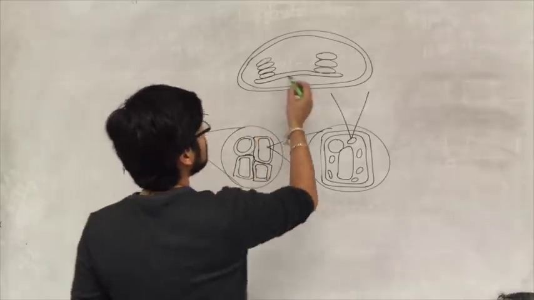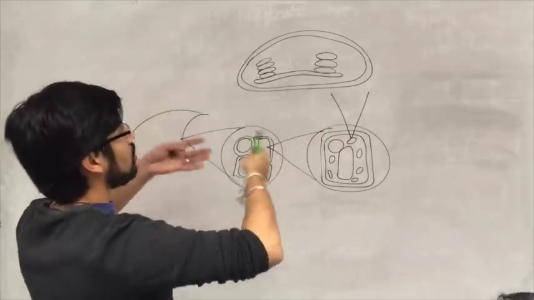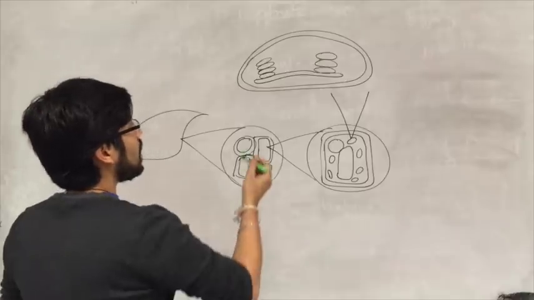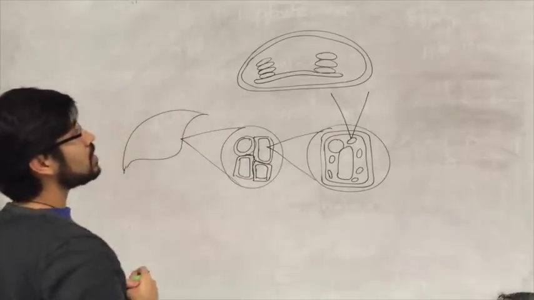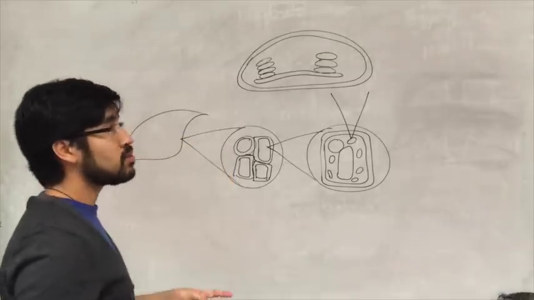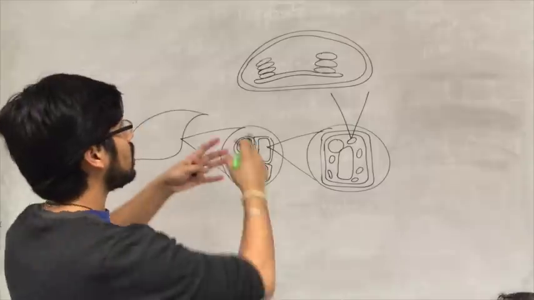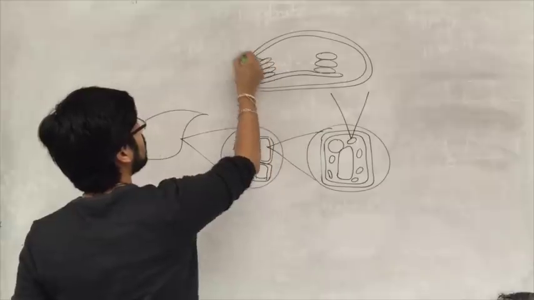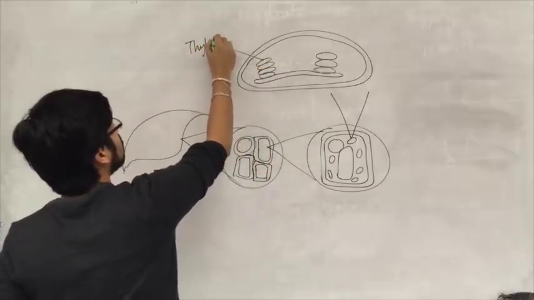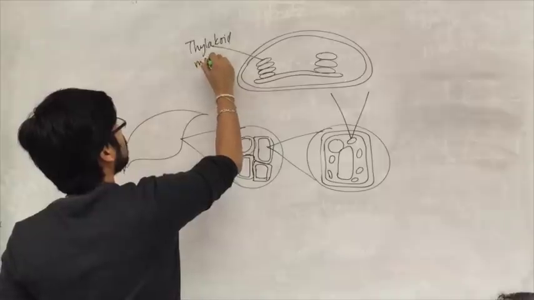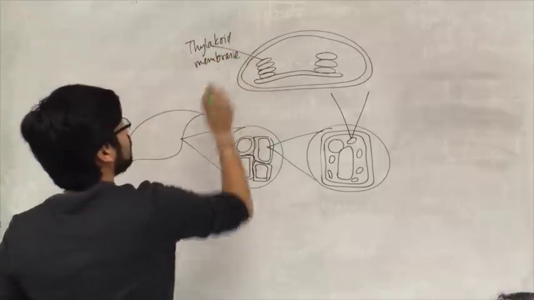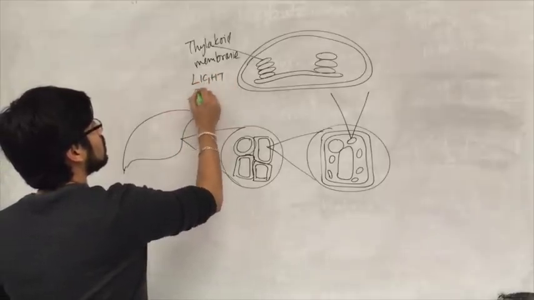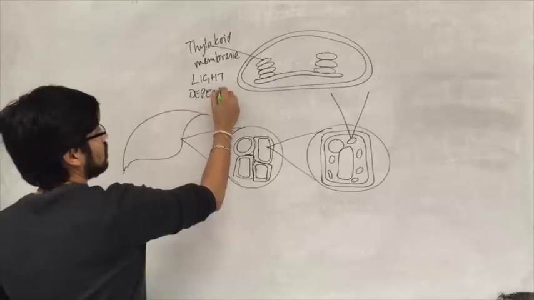Okay, so the photosynthetic process is happening within this chloroplast, and I guess the main idea here is that the two stages of photosynthesis are happening in two different locations. So here in the membranes of the thylakoid, thylakoid membrane, that's where the light dependent stage is occurring.